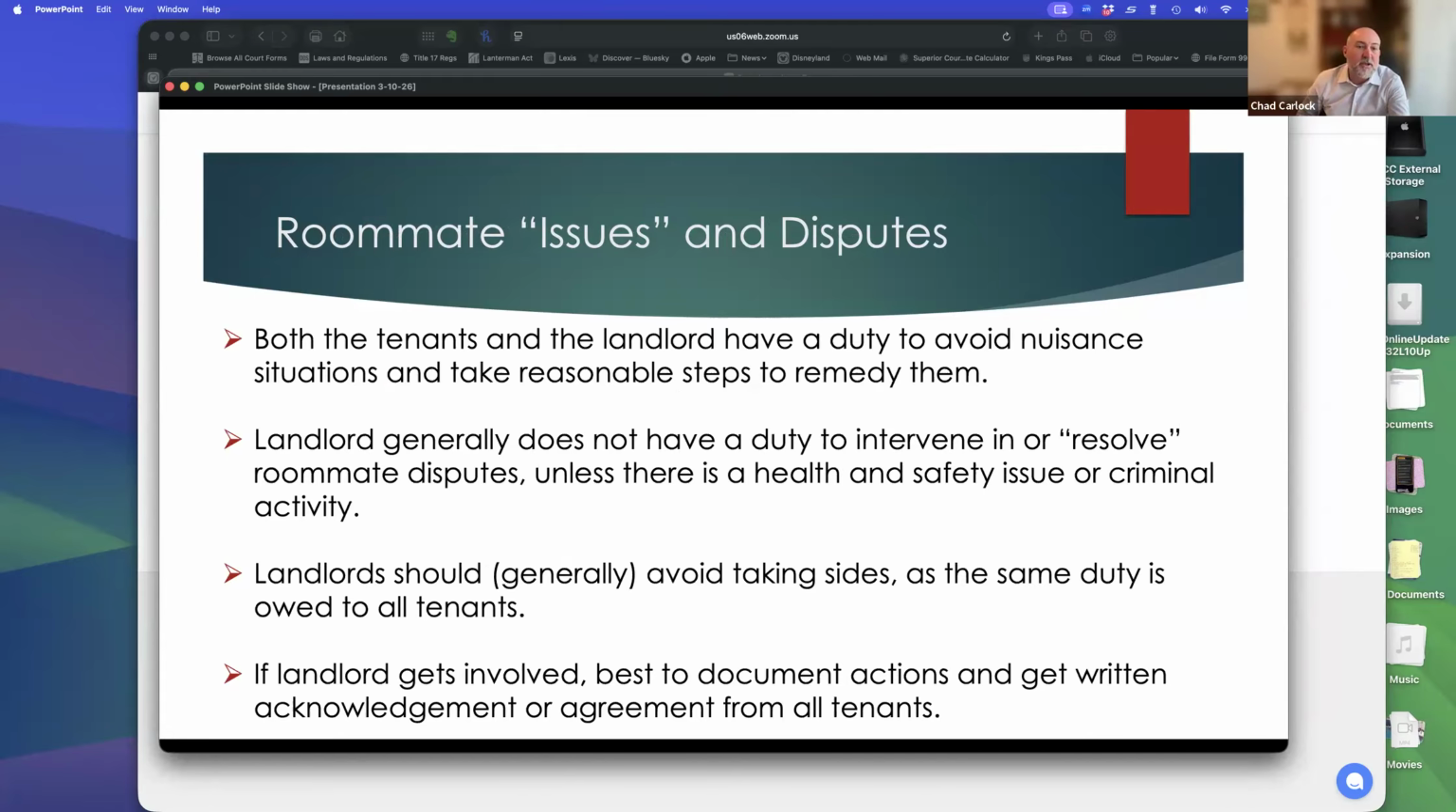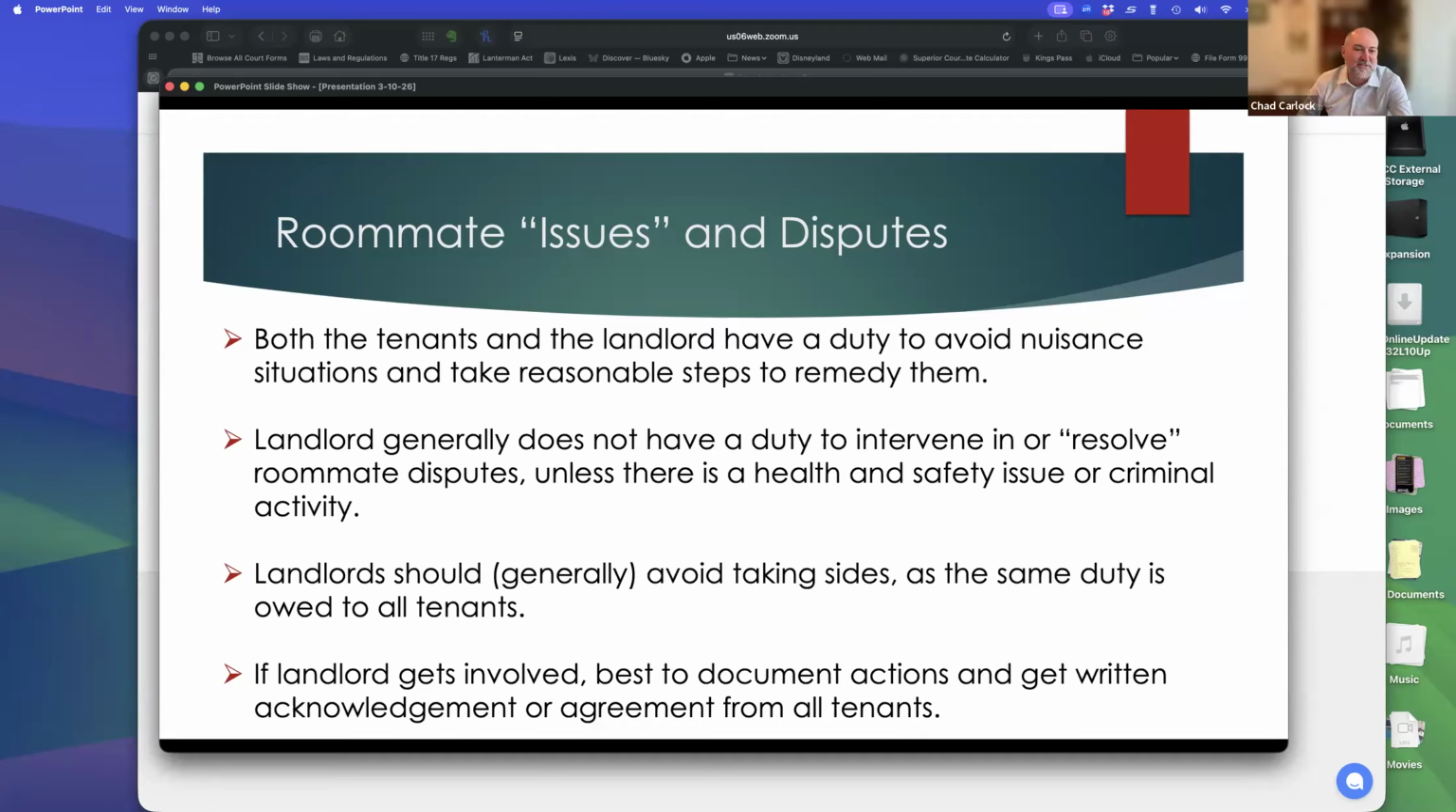In terms of roommate situations, tenants and landlords have a duty to avoid nuisance situations, and they have to take reasonable steps to remedy them. That means the tenants have to reasonably work together. In college towns, you have a lot of young adults who have maybe not necessarily engaged in a lot of conflict resolution with folks that are different than them, that they haven't lived with before, or that they don't know well until they move in together. So you get called in sometimes to try to solve these issues for them.